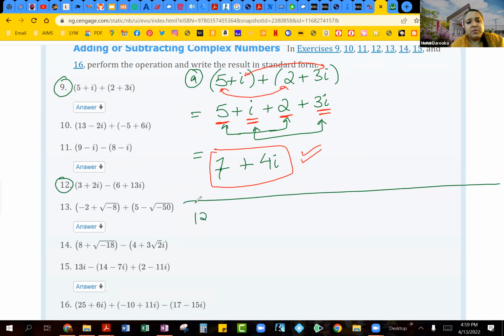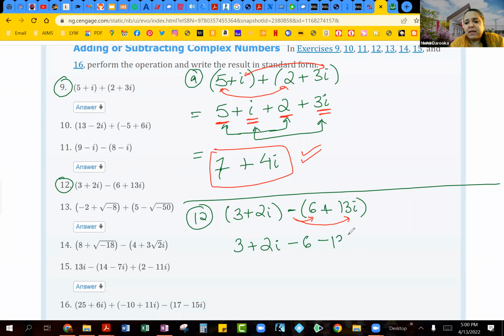For number 12, we had 3 plus 2i. Now, since this is subtraction, we will definitely need to clean this up a little. And then 6 plus 13i. So this one, I definitely want you to go ahead and distribute that negative sign, which will end up giving us 3 plus 2i will stay the same. And then the negative will make the 6 a negative. The negative will also make the 13i into a negative. So what will this answer come out to be, guys?